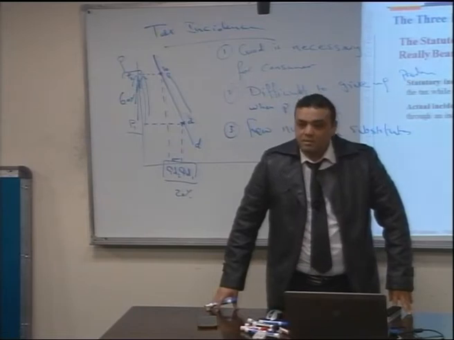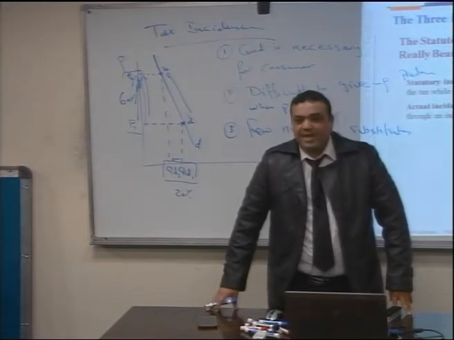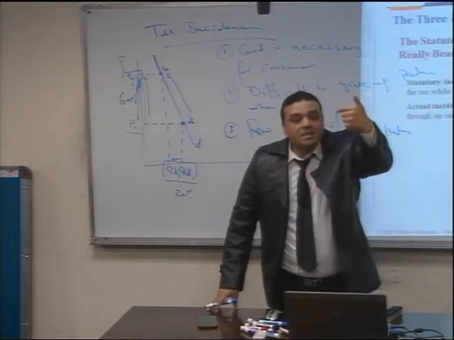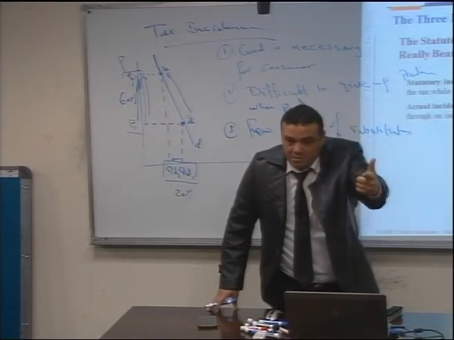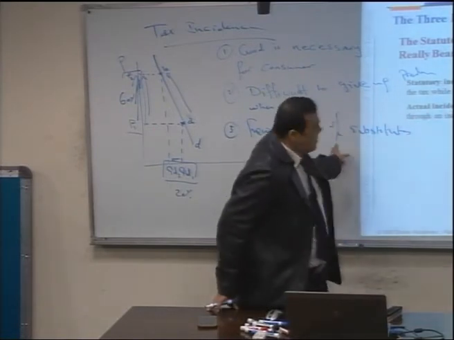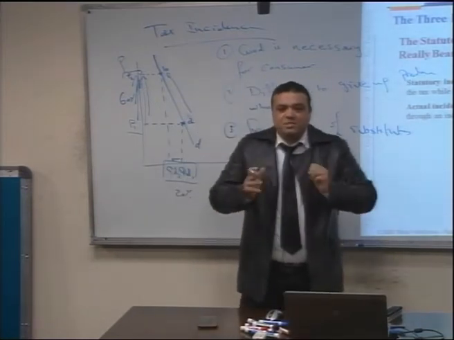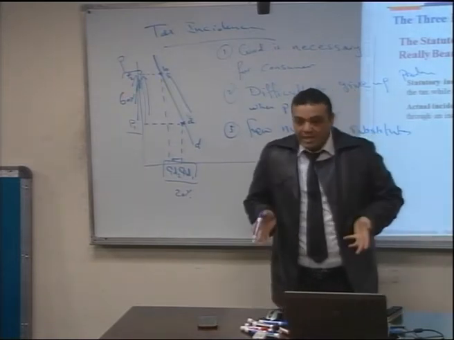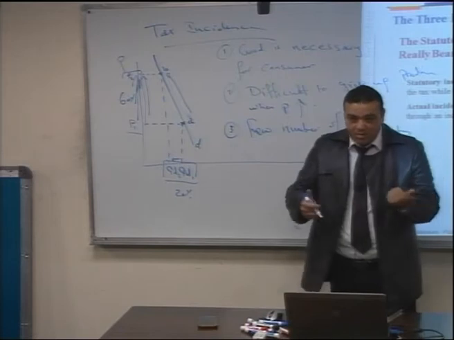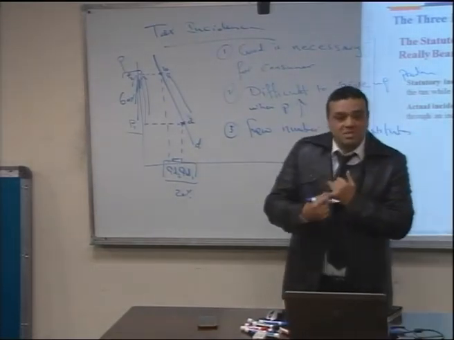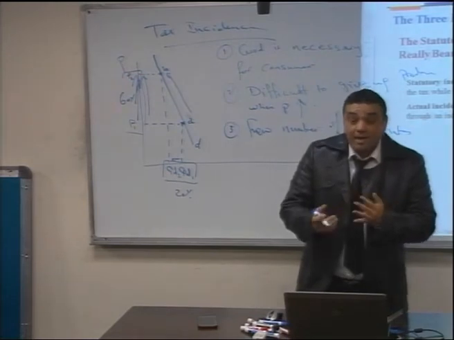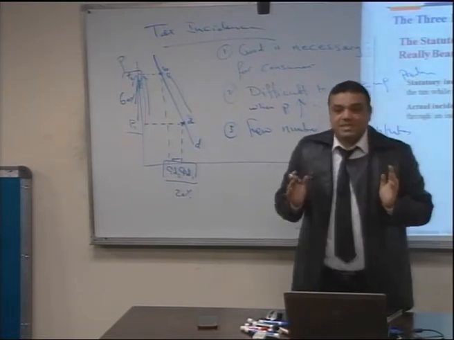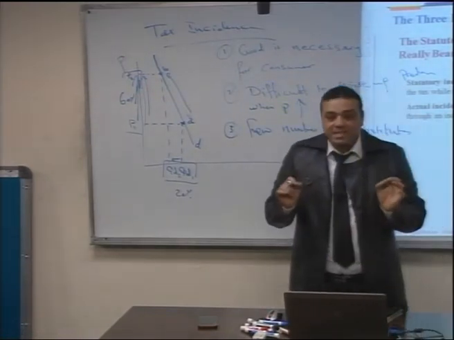What is your expectation if the government imposed a tax on such a product which is necessary for the consumer? It's difficult to give up the product when the price increases, and it has a few number of substitutes. Who will bear the most of the tax burden? This is the question. Who do you expect will bear the larger burden of the tax, the consumer or the producer? Definitely the consumer will bear the most of the tax burden and the producer bears the least of the tax burden.